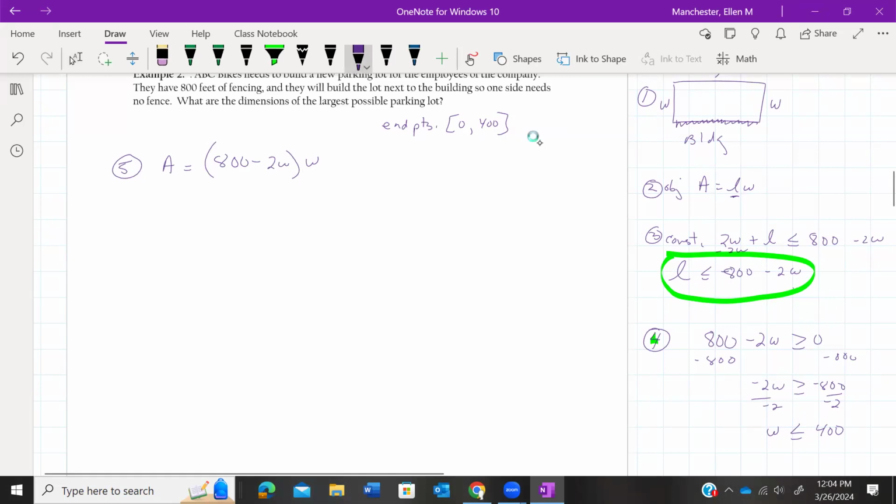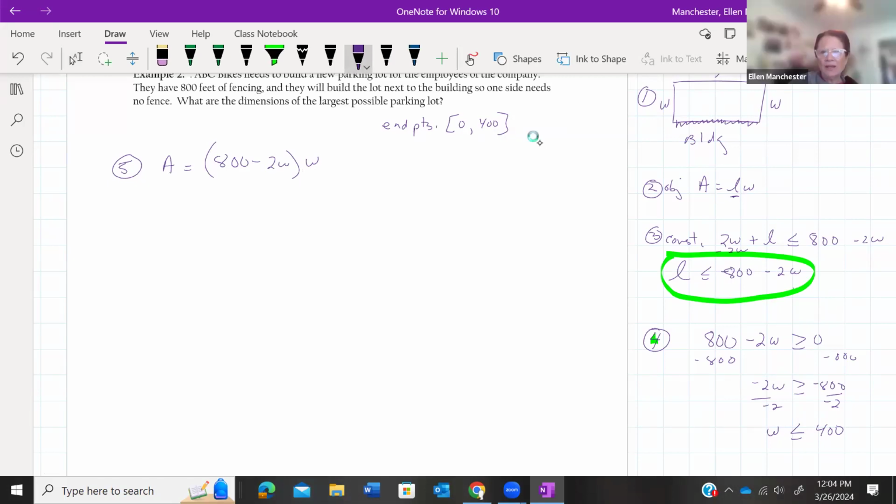Oh, okay. Okay, so I've taken out the L, replaced it with 800 minus 2W. So now I have my area based on the constraint. And if you notice, now we only have one variable. And that's the whole point, right? If I have 2 different variables, then I have to go back to implicit differentiation. I don't want to do that. So I'm establishing my objective function with the constraint already embedded in it.